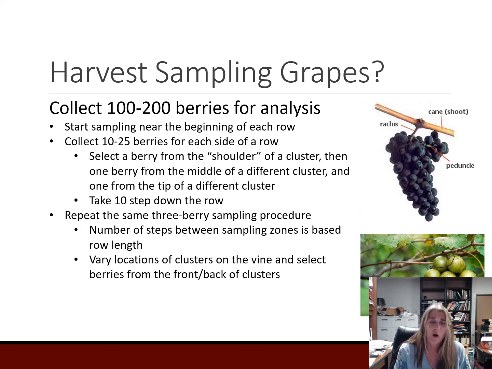My experience with harvest sampling is that even when you do a really good job, it typically overprojects the soluble solids by about 1 to 2%. So if it's, let's say, 20%, when you actually harvest everything, it'll be about 18%. So keep that in mind, that harvest sampling, even when you do a really good job, tends to overestimate the soluble solids just a little.